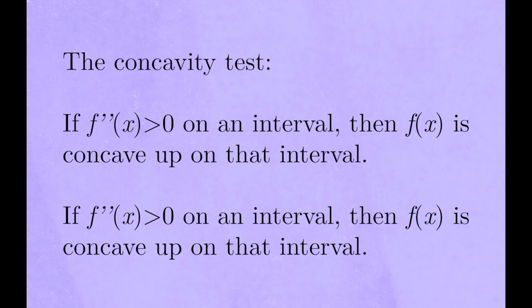The second derivative measures concavity for us, because a concave up function has derivatives that increase as you move to the right, i.e. f prime of x is increasing, so f double prime of x is positive. This reasoning gives us the concavity test. If f double prime of x is greater than 0 on an interval I, then f is concave up on I, and if f double prime of x is less than 0 on I, then f is concave down on I.